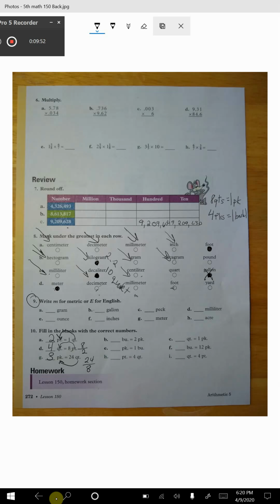All right, pecks to bushels. So pecks are smaller than bushels because bushels are the biggest measurement we got. So we're 2 divided by how many pecks does it take to make a bushel? 4. 2/4. So this is half of a bushel. Bushel to peck. So bushel is larger than peck, so larger to smaller will multiply. So how many pecks are in a bushel? 4. So 1 bushel would be 4.